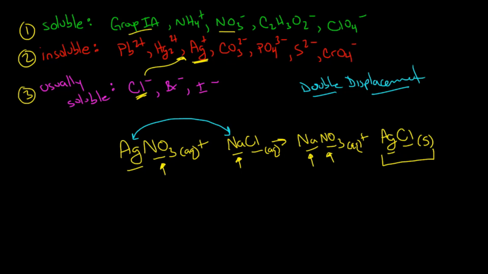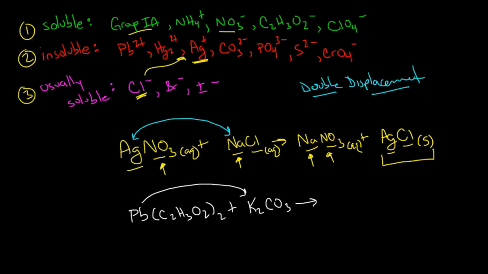Let's try one more. So let's examine the reaction between lead acetate and let's go with potassium carbonate. Okay, so in this case, our two cations swap places, so potassium will replace lead and lead will replace potassium. So one of our products is going to be potassium partnered up with acetate. Each of these ions have a common stable +1 charge, so I have a potassium acetate.